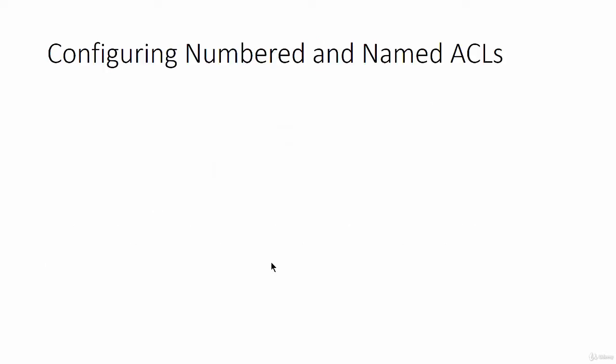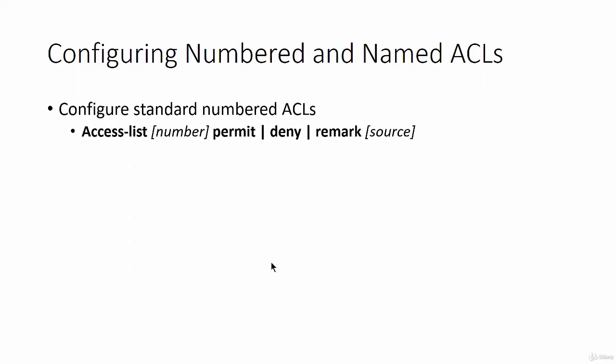To configure number and name ACLs, we use a command. To configure a standard number ACL, we use access-list and enter the number, and then permit, deny, or remark, and enter the source address.